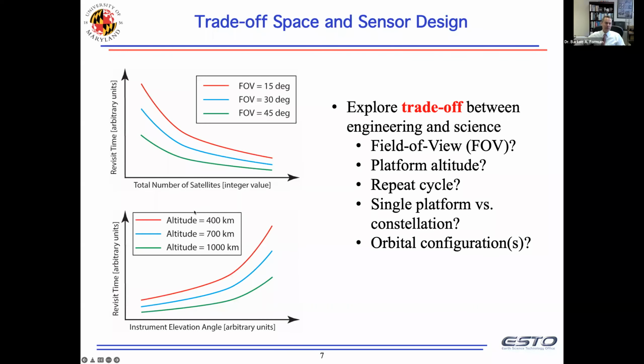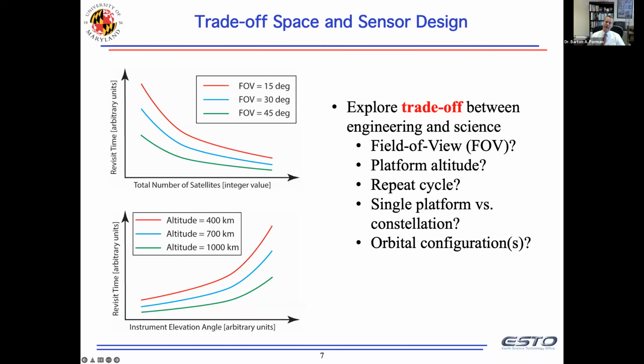Some may require propulsion systems to make small altitude adjustments, but ignoring that, imagine close to the surface or further away from the surface. Close to the surface, it'll take more time to revisit. As we move away from the surface, we can effectively see more at a given time, so we can revisit at a faster rate. Add the number of satellites, and we can see more and more and more. I'm sorry, this is instrument elevation angle. This is not number of satellites, I apologize. But there's a number of design considerations: field of view, altitude, instrument angle, the type of orbit.